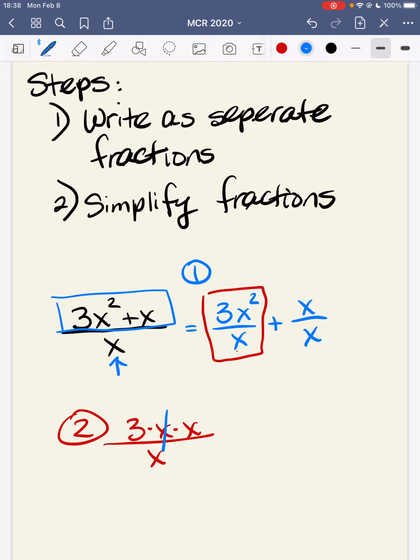And my x's, 1x cancels from the top and the bottom, leaving me with 3x. That's my first one. My second piece is just x divided by x. Well, anything over itself is equal to 1. I have to keep the plus sign, so plus 1.